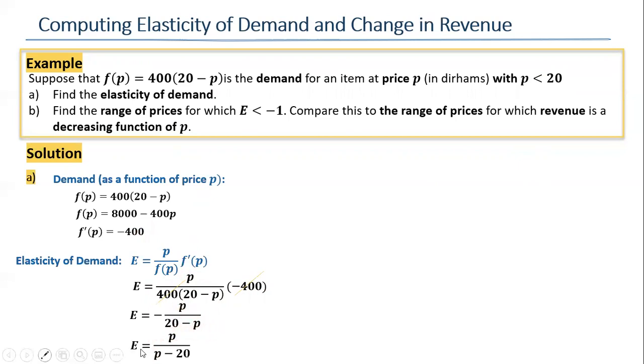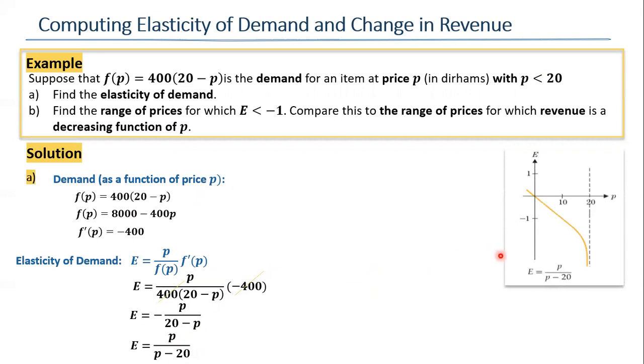When we multiply negative 1 times 20 minus p, we will get negative 20 plus p, so E equals p over p minus 20. Easy. When we graph the elasticity function, we'll get this graph. Now, this is the answer of part A.